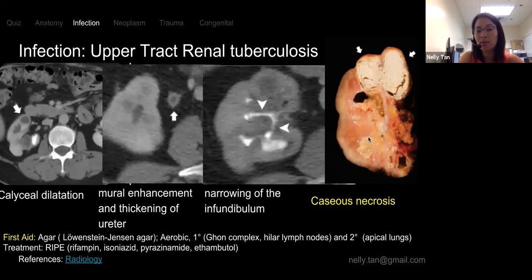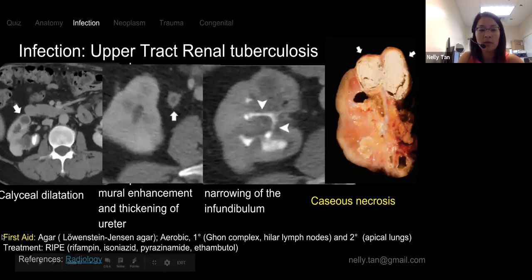So here are examples of late stage untreated TB. You get calyceal dilatation, you get ureteral thickening from the inflammation from the TB, and then you can get strictures of the infundibulum. The narrowing can lead to calyceal dilatation because the channel is just fibrotic and chronically inflamed. And of course, on path, you get this caseous necrosis appearance.